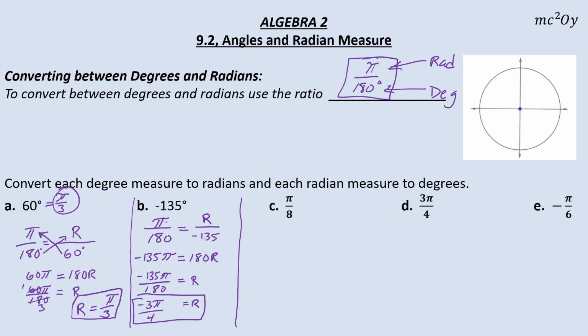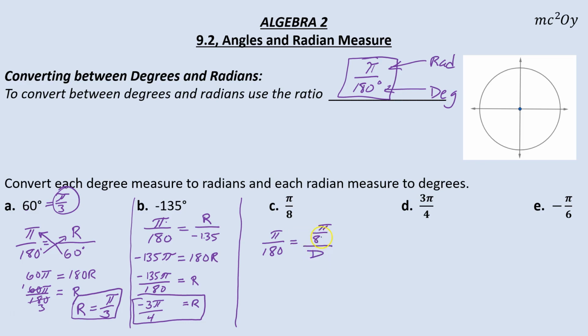All right, let's try the next one here. Pi over 8. Notice pi, that's a radian measure. I need to switch this one to degrees. I'm still using the same ratio, pi over 180. It's just now I know the radians. So radians go on top, divided by my degrees. I'm trying to find the degrees now.